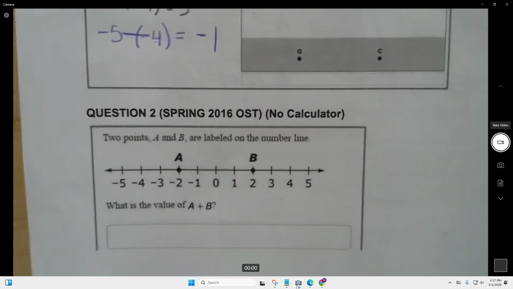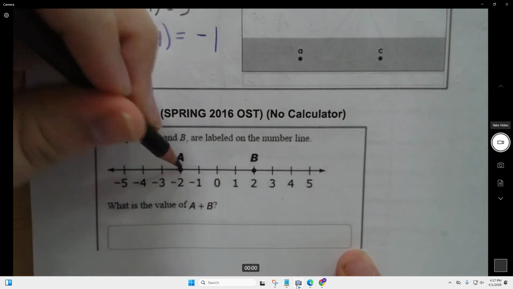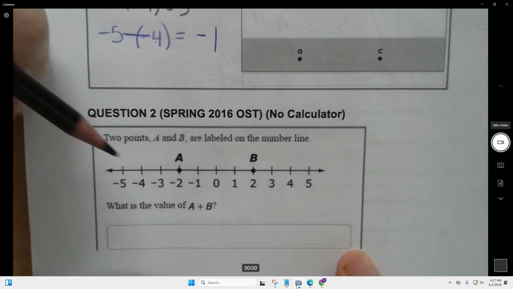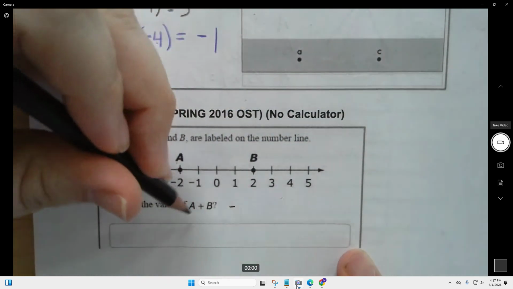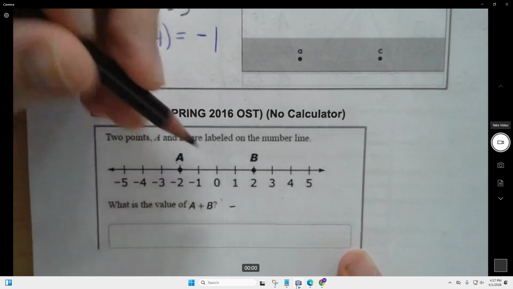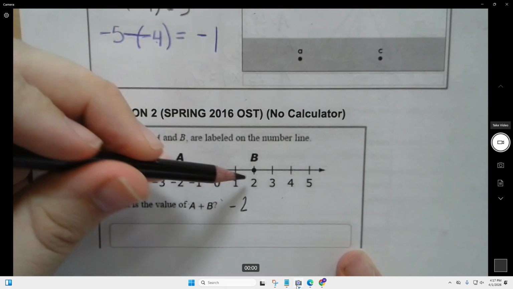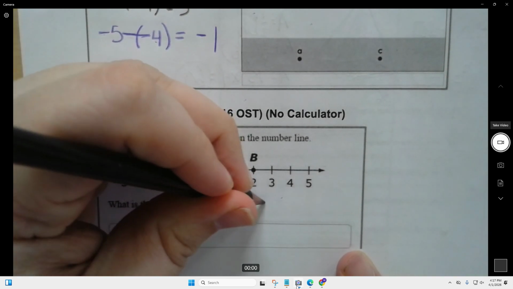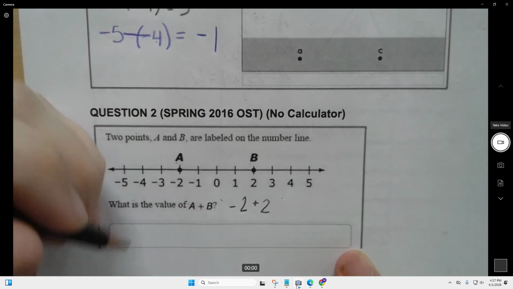All right, question 2 from the Spring 2016 OST, no calculator allowed. What is the value of -A plus B? Okay, so we're left with not -A. What is the value of A plus B? A is at -2. B is at 2. Okay, there's no calculator allowed here.